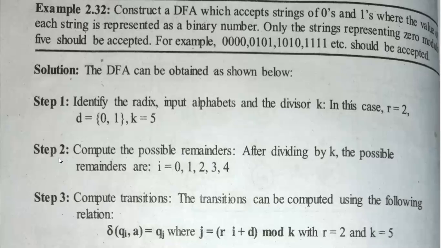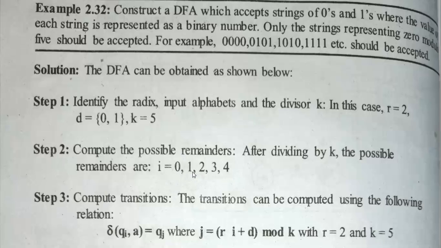Then step number 2: compute the possible remainders. We need to find what remainders we may face if we divide any number by 5. If you divide any number by 5, the possible remainders will be 0, 1, 2, 3, 4. Is it right? 13 divided by 5, what is the remainder? 3, exactly. 14 divided by 5, the remainder is 4. 15 divided by 5, the remainder is 0.